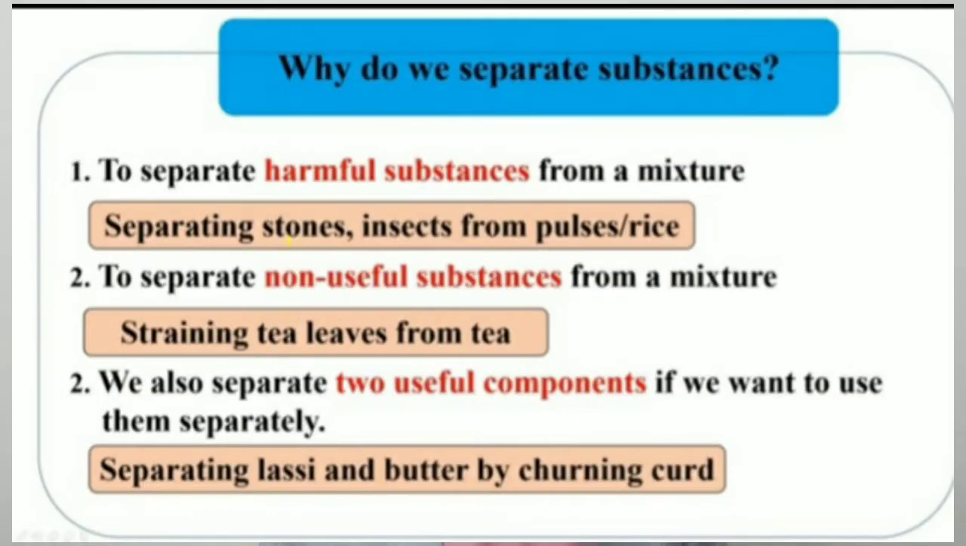The answer, the first one: it helps to separate harmful substances from a mixture. Example, it helps to separate stones, insects, etc. from pulses, rice, etc. Second one, it helps to separate non-useful substances from a mixture. Example, straining tea leaves from tea. Then it also helps to separate two useful components if we want to use them separately. So these are all the needs to separate substances.